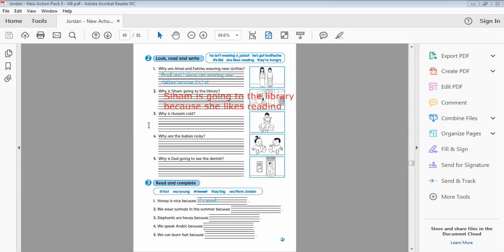Question 3. Why is Hussein cold? Look at the picture. So the answer here is: Hussein is cold because he isn't wearing a jacket. Because he isn't wearing a jacket.